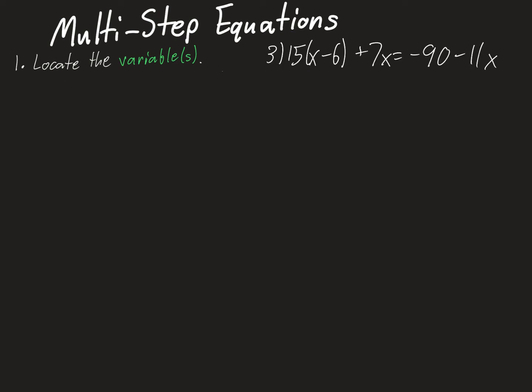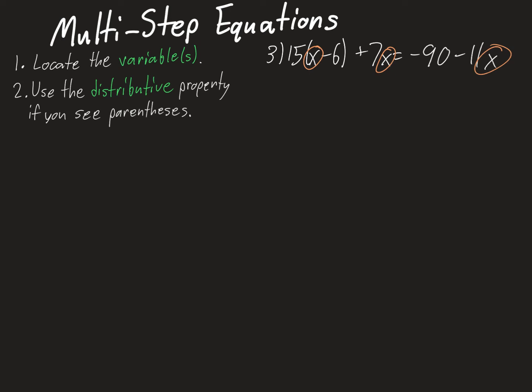Now, let's look at one last example. First, we will locate any variables we have. In this case, all of our variables are x, and there are 3 of them, 2 on the left and 1 on the right. Let's start with our parentheses. Here we have 15 times x gives us 15x, and 15 times negative 6 will give us a negative 90. This is the only instance of the distributive property in this problem, so we will now keep everything else the same and move on to the next step.